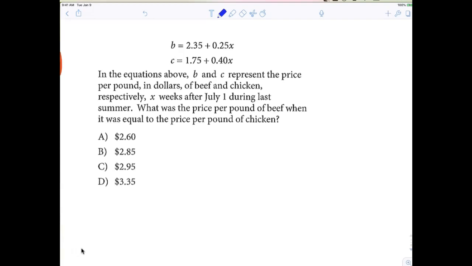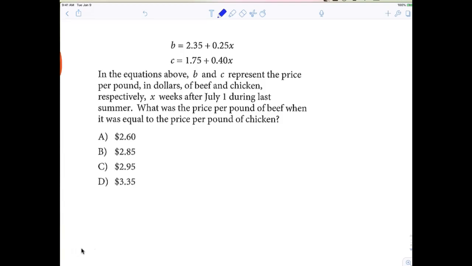Very simple. It says here, in the equation above, B and C represent the price per pound in dollars of beef and chicken x weeks after July 1st during last summer. What was the price per pound of the beef when it is equal to the price per pound of chicken? Now, I'm not sure why you thought that was hard. It's telling you when were they what? Same. When were they the same?